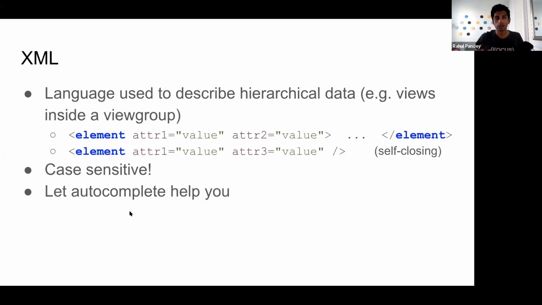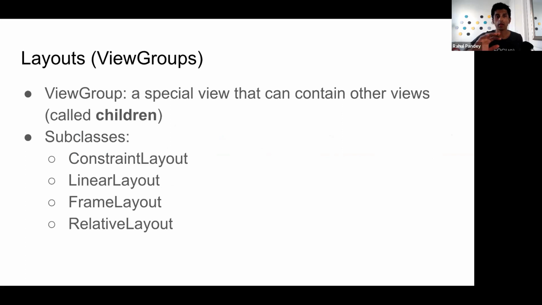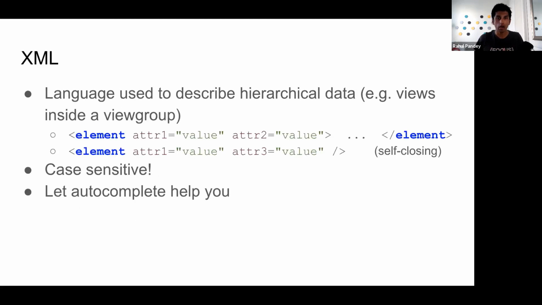The reason XML is a really good language to describe the Android layout is exactly this slide. A view group is a parent, and it has different children inside of it. So you have a hierarchy, right? A really natural way to describe hierarchy is with XML. XML is a language designed to describe hierarchical data, for example, views inside of a view group.